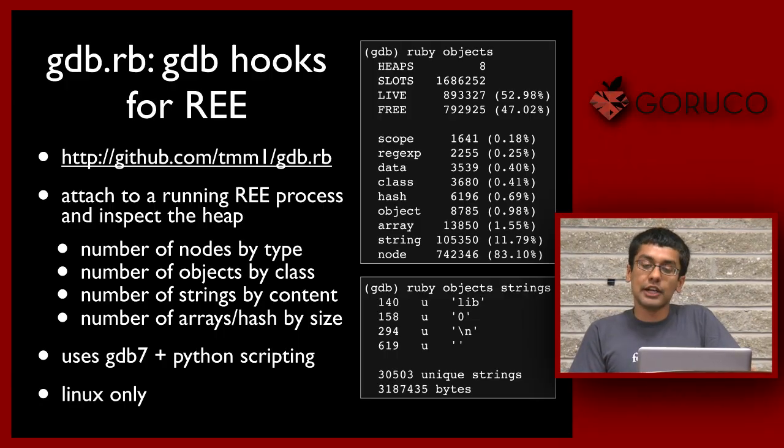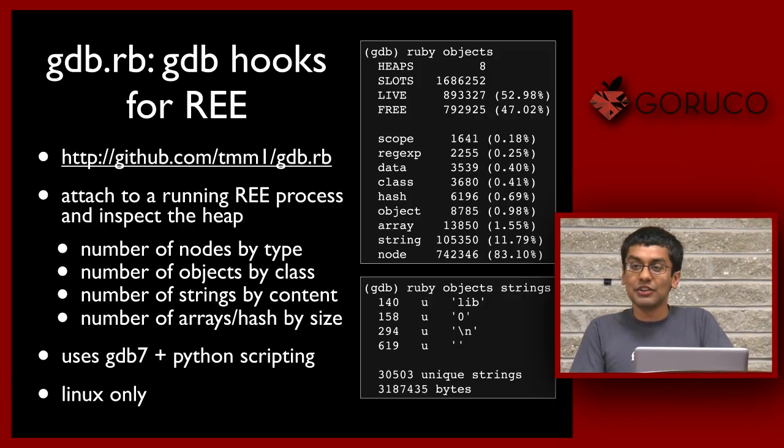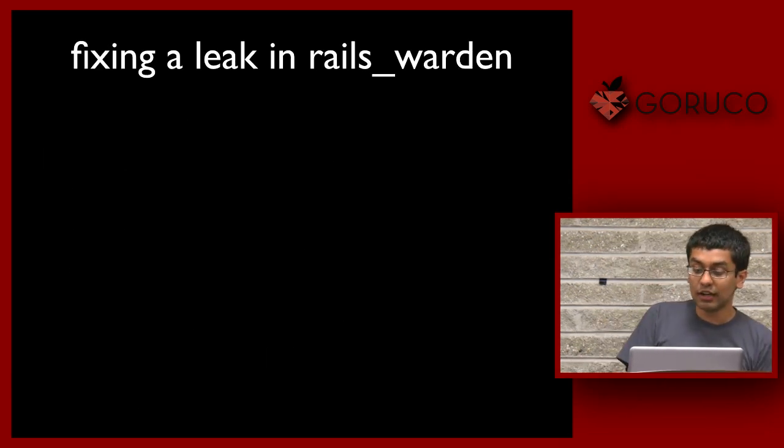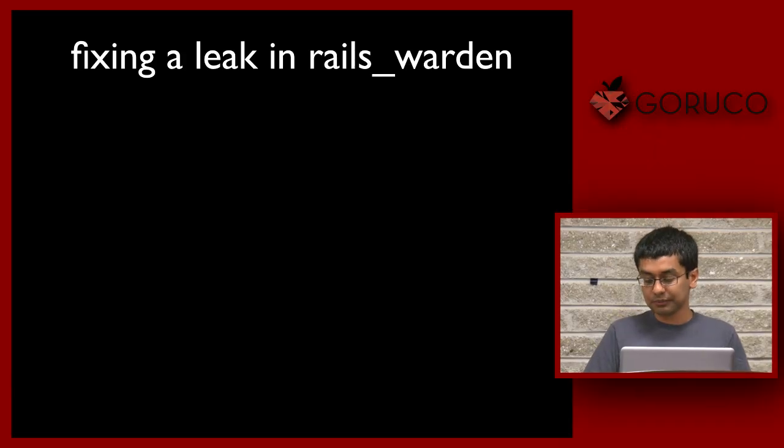And the way it works actually is it's a bunch of Python code, because GDB 7 allows you to script out commands using Python. So it's a bunch of Python code that understands how the Ruby VM works and lets you debug Ruby. So I've used this in a number of applications to fix problems.